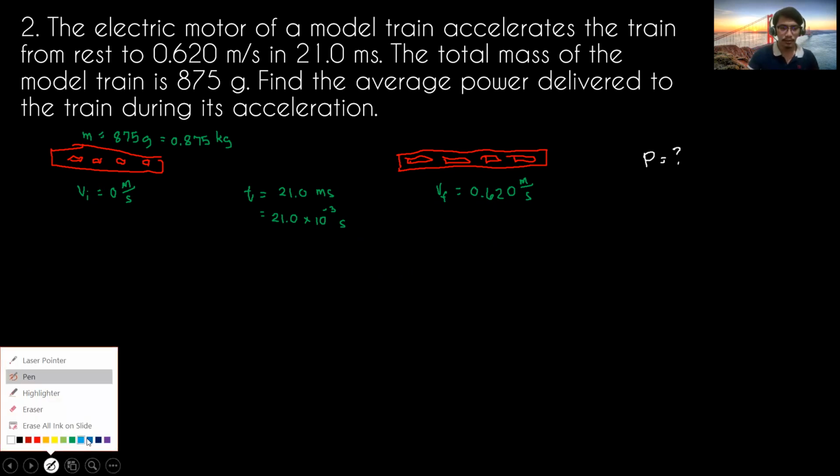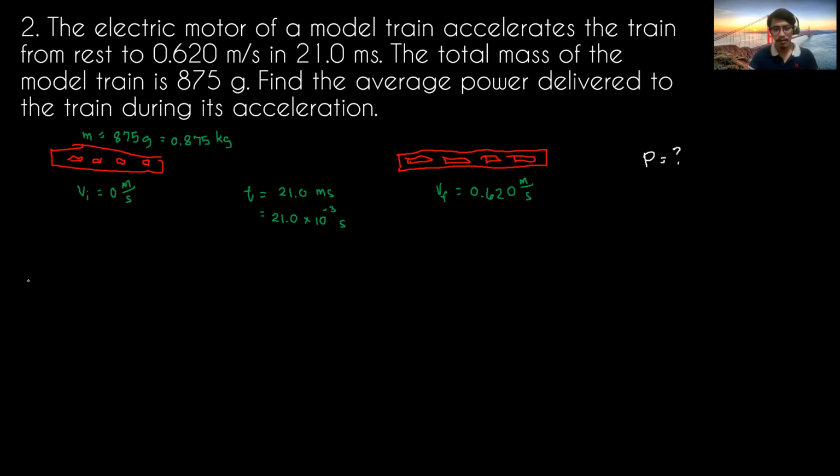Power is unknown. So if power is unknown, we go back to the equations of power. First equation of power: power is equal to work over time. Second equation: power is force times displacement over time. And the third equation: power is equal to force times velocity. So let us identify which equation will be useful to our problem. We have two velocities because it is referring to acceleration. Make sure you are not confused with this third equation.